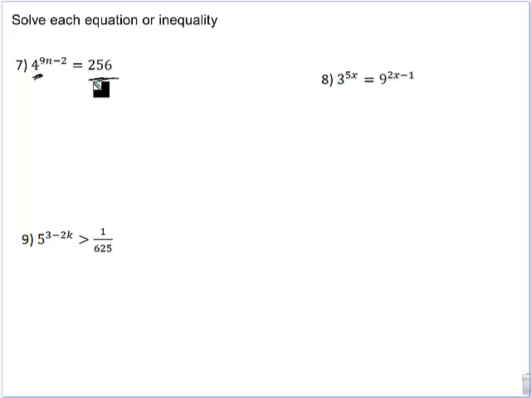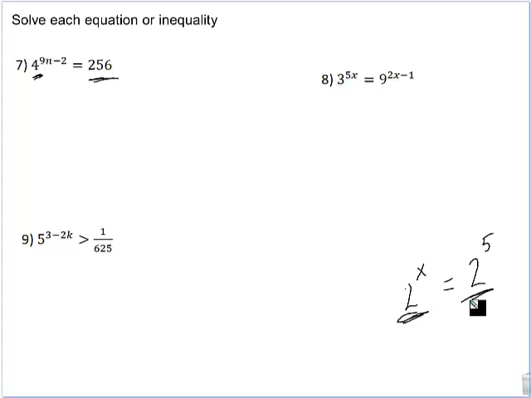Because if I had 2 to the x is equal to 2 to the 5, what would x have to be? 5. x would have to be 5, right? So if your base numbers are the same, you can just make a simple equation out of your exponents. So you want to look at the numbers that you have.